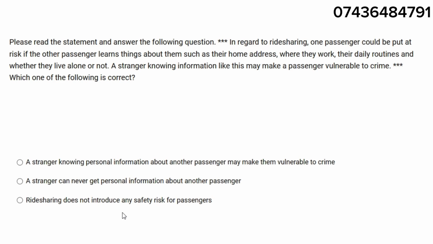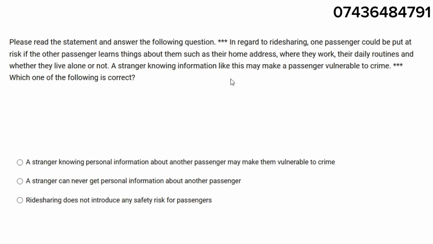So we are starting. A stranger knowing personal information about another passenger may make them vulnerable to crime. A stranger can never get personal information about another passenger. That also makes sense. Ride sharing does not introduce any safety risks for passengers. This is not right, because there will be lots of risks, so we just delete this from our mind. So we will play with these two options. Now we will read the statement. Please read the statement and answer the following question.